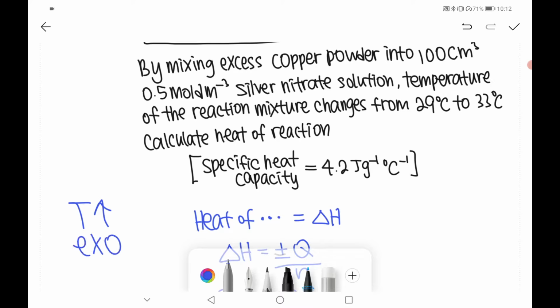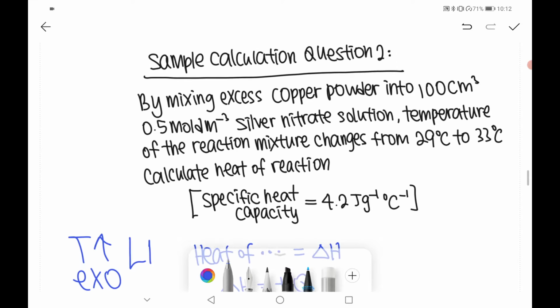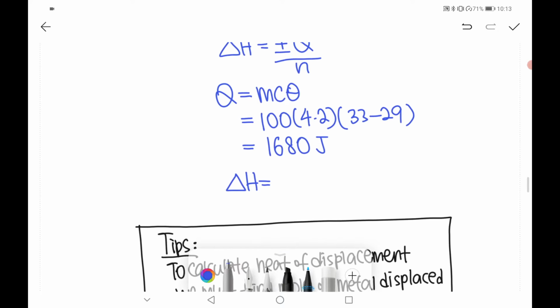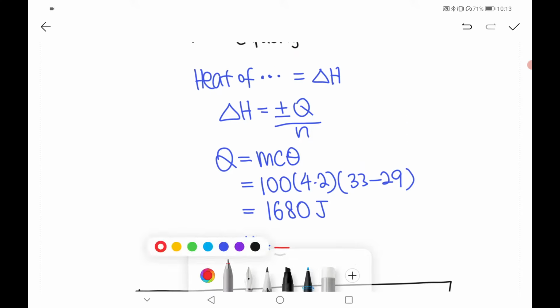We learned before that when temperature increases, it is exothermic. If you have forgotten, please revise lesson number 1. In lesson number 1, we learned that endothermic, D stands for decrease, temperature decrease. Exothermic, temperature increase. So in this question, since the temperature increases, it is exothermic, so we put negative here.